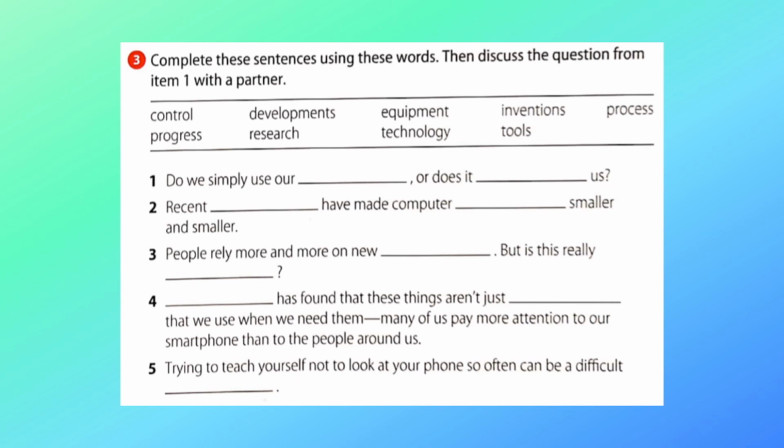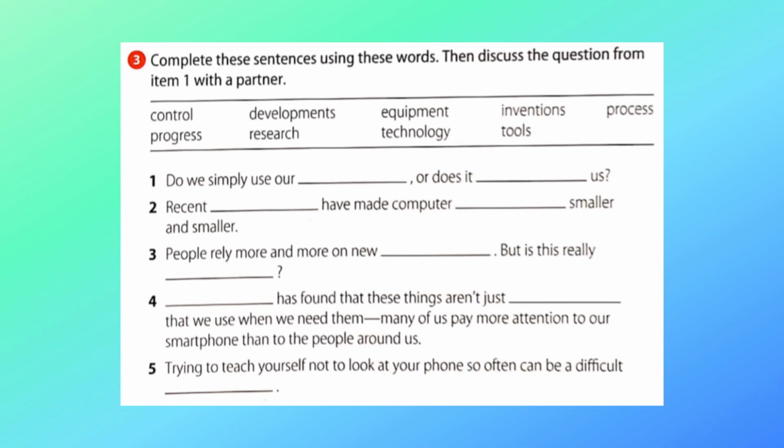Now, in exercise number 3, we have to complete the sentences using these words, and then discuss the question from item 1 with a partner. Now, we have 5 sentences and 9 words. So we have to read carefully all the sentences and match the word to its correct position. So let's read the sentences first.